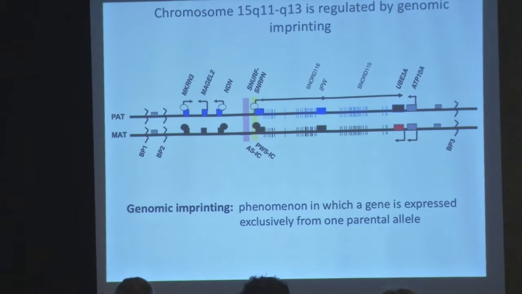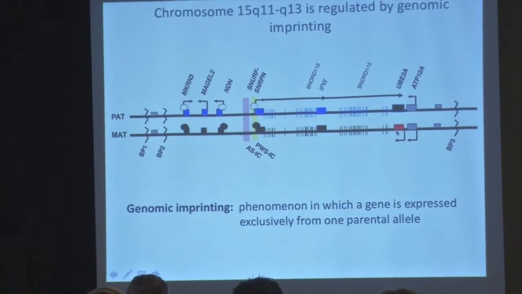There's the upstream genes, MKRN3, MAGEL2, and NDN, and then SNRPN makes a protein coding product and then makes this long non-coding RNA that is sometimes called the UBE3A antisense transcript, and that antisense transcript silences dad's copy of UBE3A. And that means that since dad's copy is silenced, the only source of UBE3A is from mom's copy.